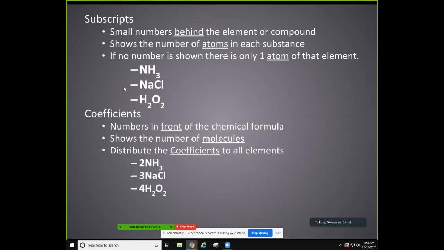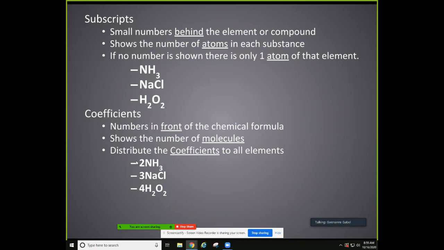All right, so another example is we have NaCl. Remember, if we don't have a subscript, it means that there is only one. So there's 1 atom of sodium, 1 atom of chlorine. This is the chemical formula for hydrogen peroxide. Okay, and hydrogen peroxide has 2 atoms of hydrogen and 2 atoms of oxygen.